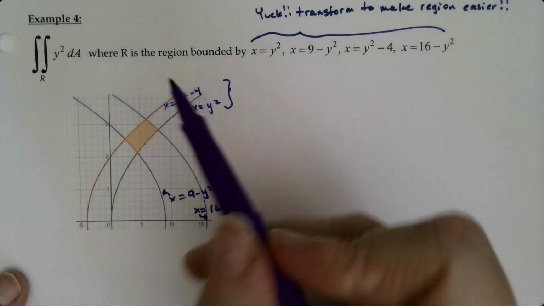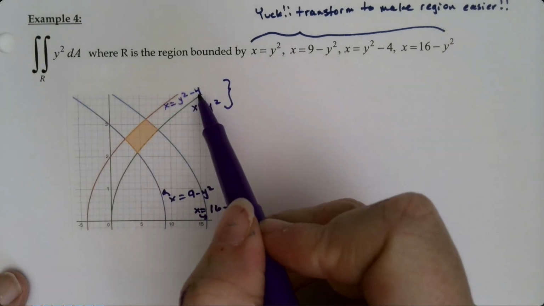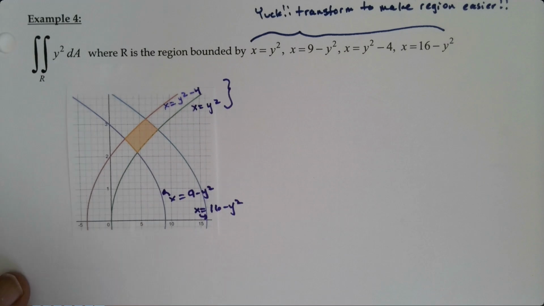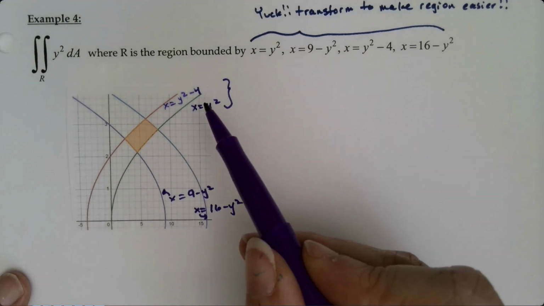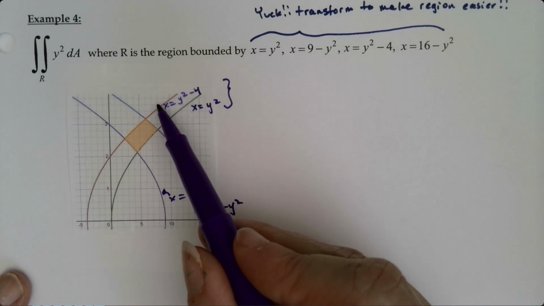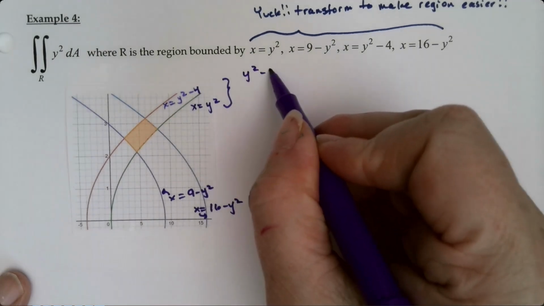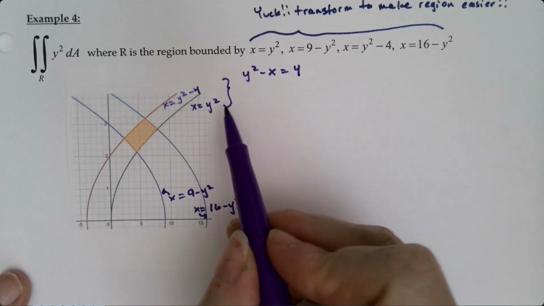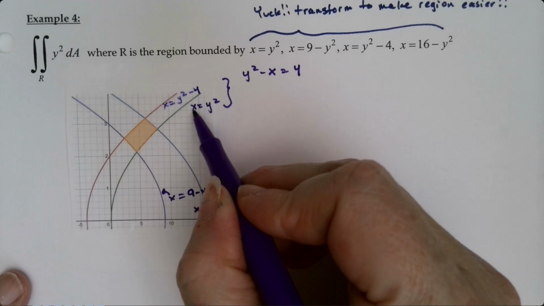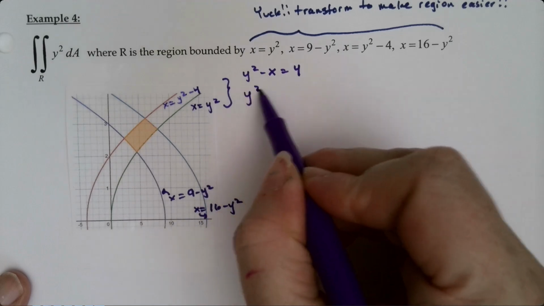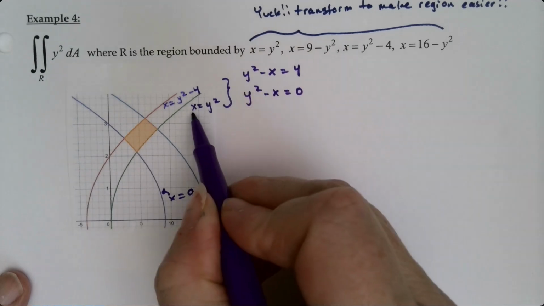So we could say x take away y squared is negative 4. But I don't really like that negative number in there. I'd rather have it be positive. So if I bring the 4 over and subtract the x, it'd be y squared minus x equals 4. And then this one, if I bring the x over, it'd be y squared minus x equals 0 because there's nothing left over there.